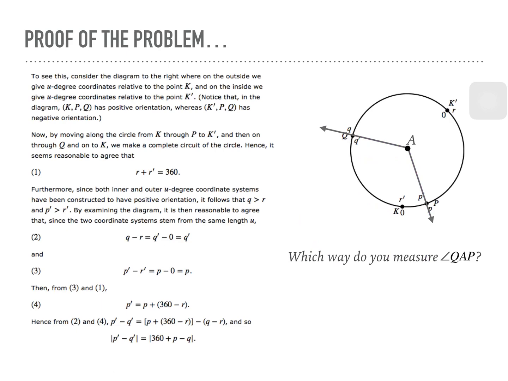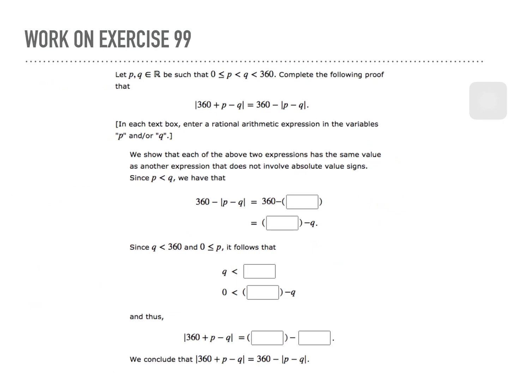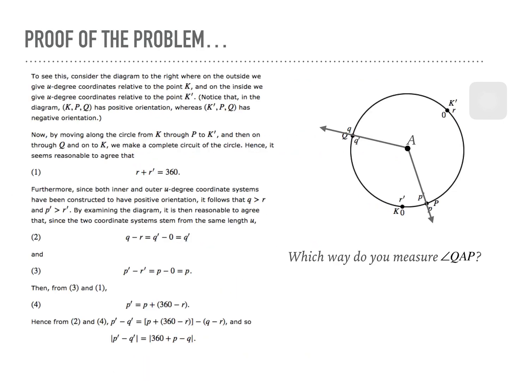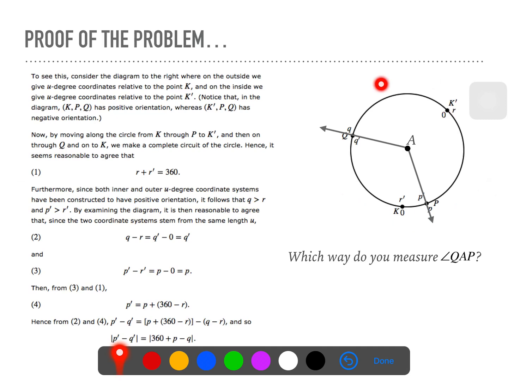So here's the proof of the problem. What I have drawn over here on the right-hand side is a circle. I have an angle here with vertex at A, and AP is that way, AQ is that way, and we're going to define a couple different coordinate systems along that circle, and we're going to see that the measurements come out differently if we just consider the absolute value of the difference in the coordinates.